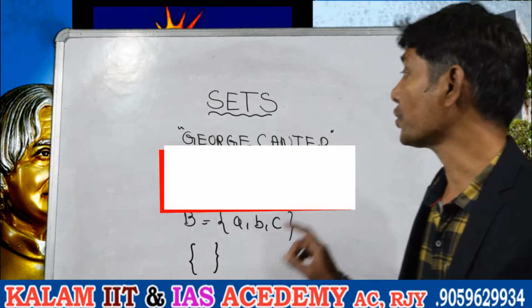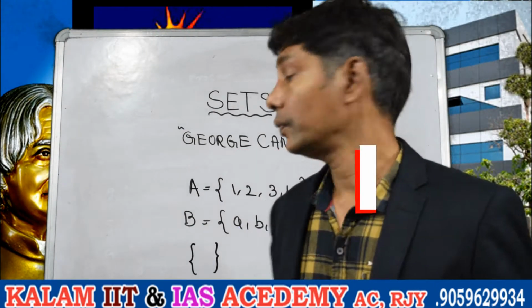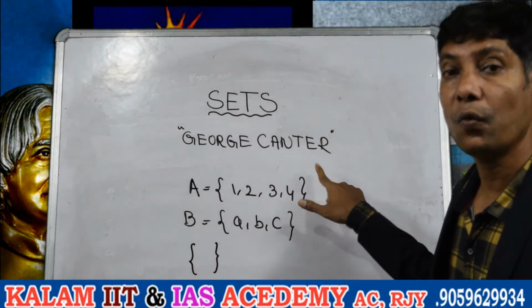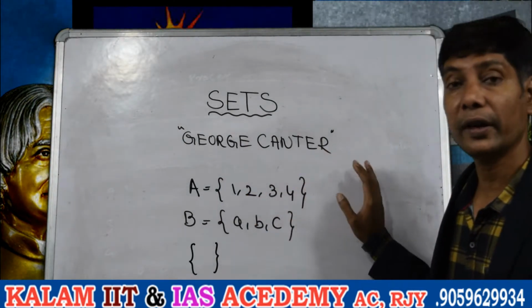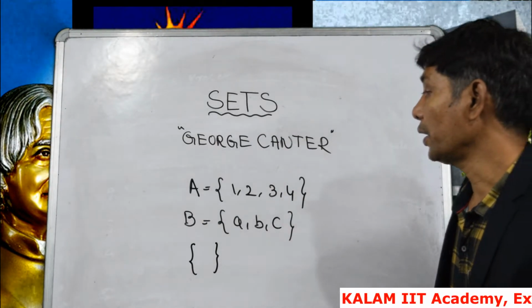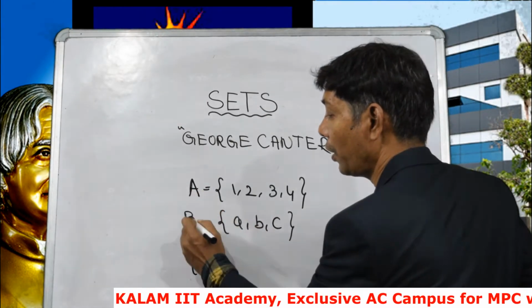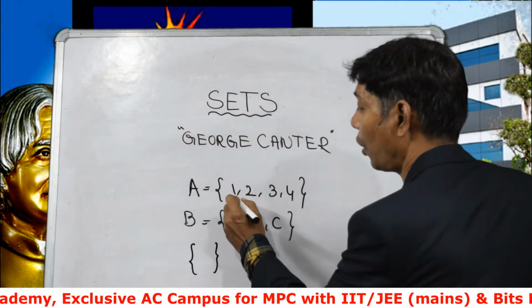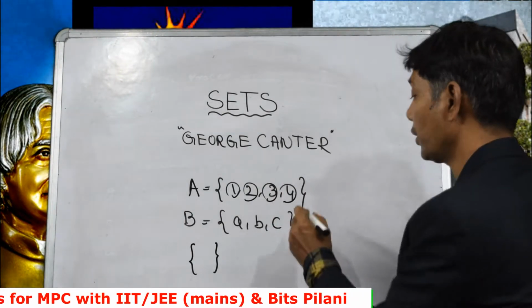Now I would like to describe sets. George Cantor is called the father of sets, because sets were developed by George Cantor. Generally, sets are denoted by capital letters, that means A, B, C, D, like that. Generally, these are called elements.